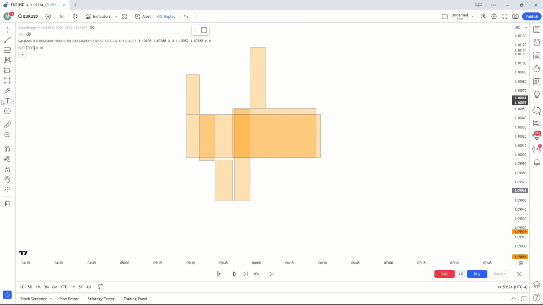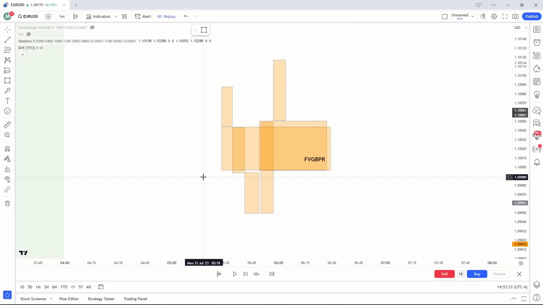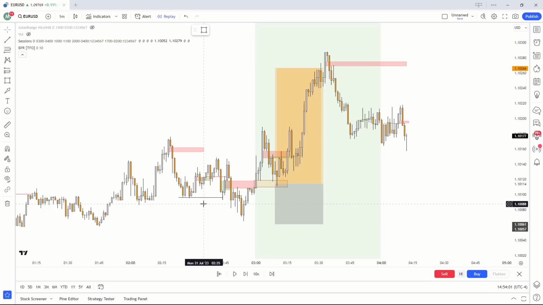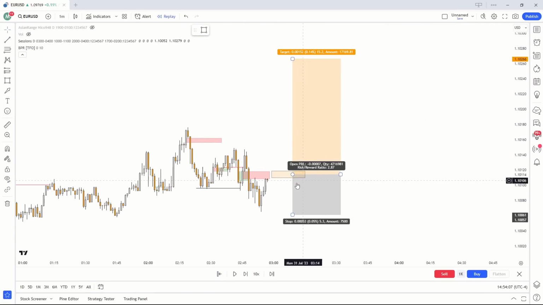So we would label this FVG, BPR, fair value gap, balanced price range. So with that in mind, let's go back to our chart. So back on our chart, we are going to go into replay mode, and I'm going to replay the market right before it enters our zone.